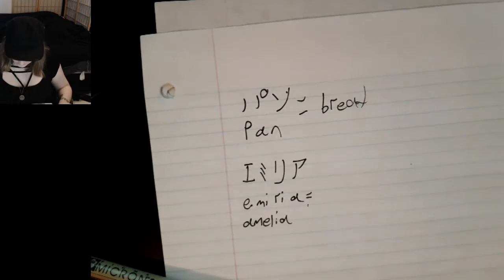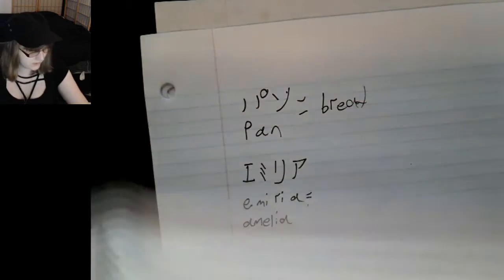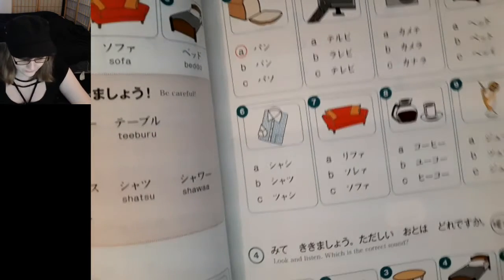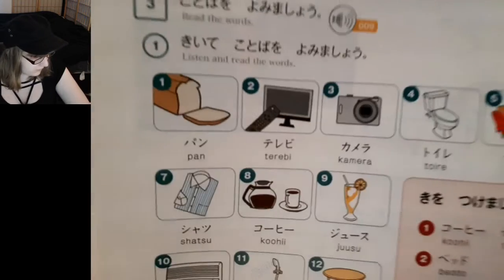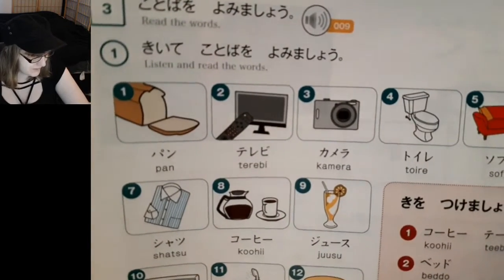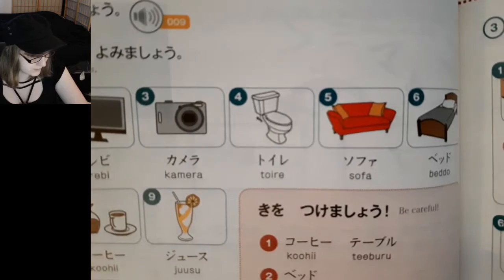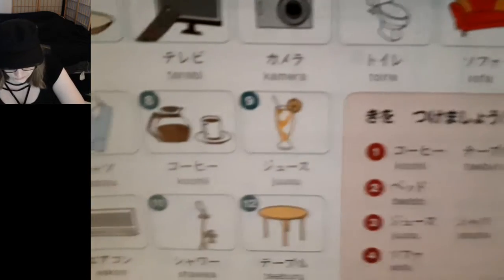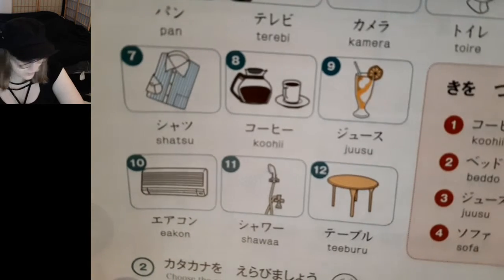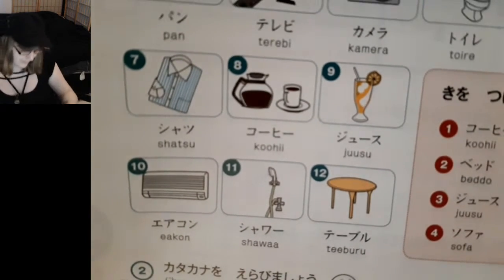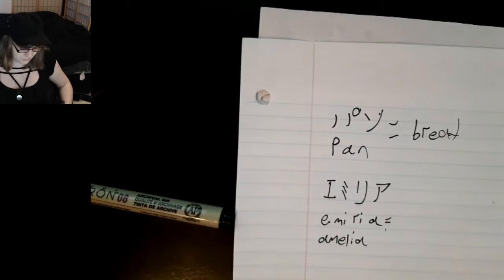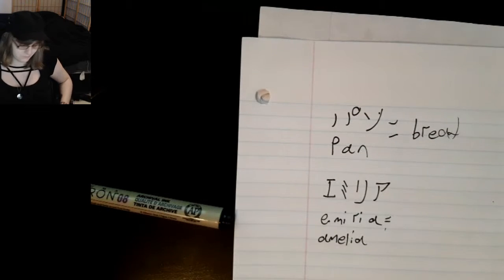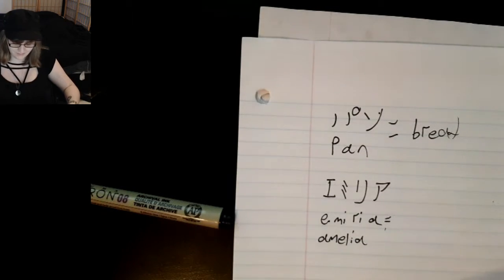But, yeah, an example of katakana in the book, you'll see that they give all kinds of words. Pan, terebi, camera, toire, sofa, bedo, shatsu, kohi, jisu, aircon, shower, table. If it was invented outside of Japan, it's pretty safe to say that it is katakana.